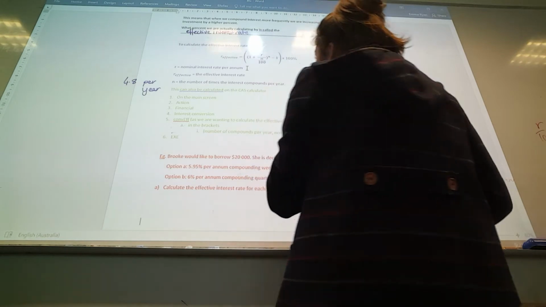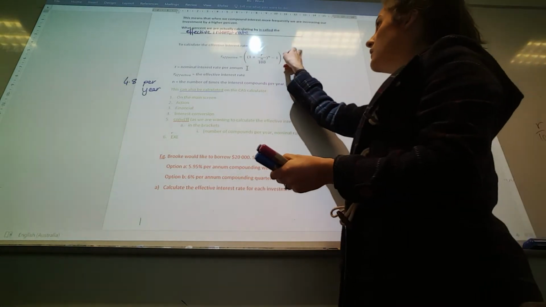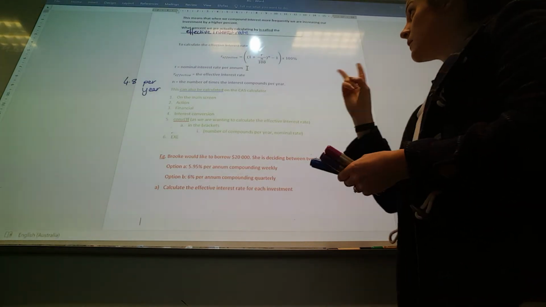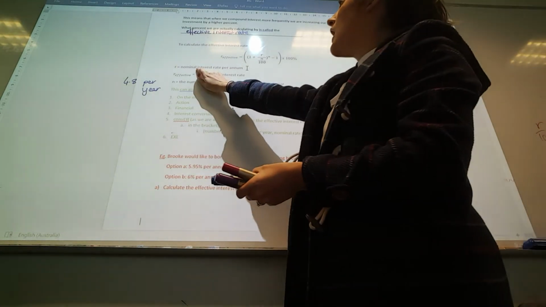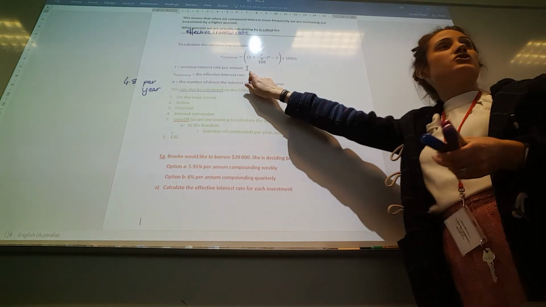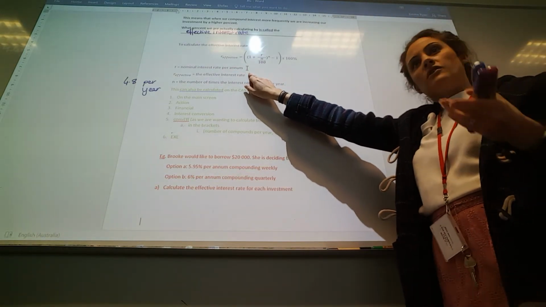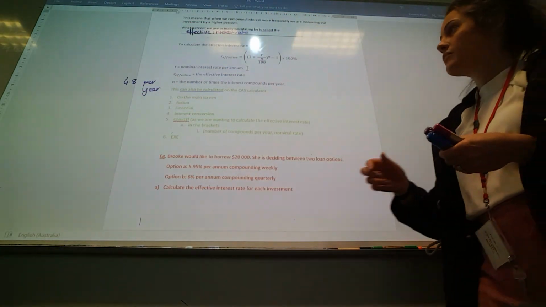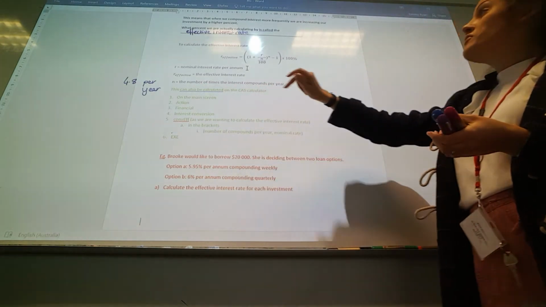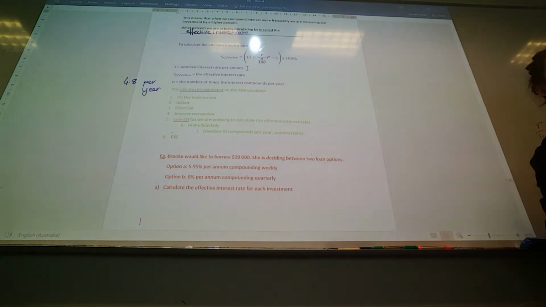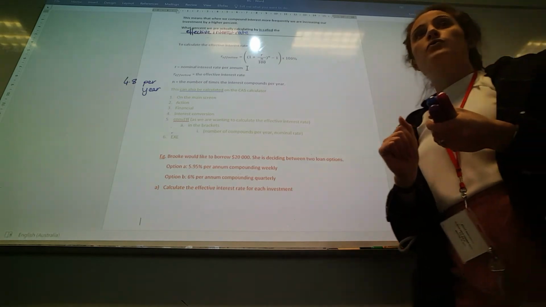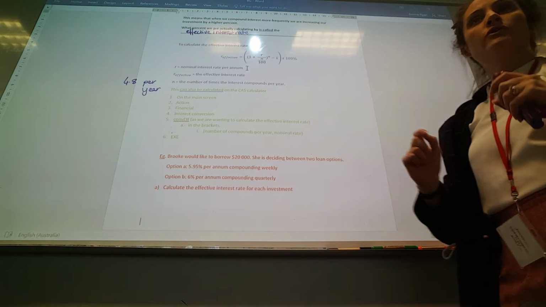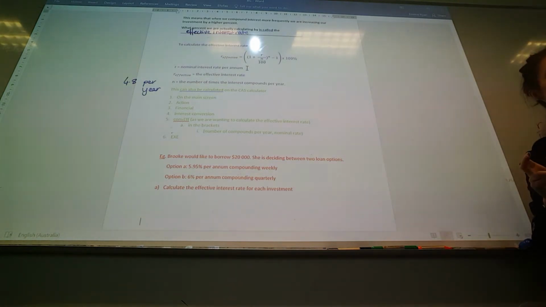So, to find the effective interest rate, this is a formula we're going to use, and it's not as complicated as it looks. There's only two numbers you need to sub in. R is the nominal interest rate per annum. That's the interest rate you're going to get in your question. Investing money at 4.8% per year, find the effective interest rate. N is the number of times the interest compounds per year. If it's compounding monthly, N is going to be 12. For compounding quarterly, N is going to be 4. For compounding weekly, N is going to be 52. Does this make sense? Cool.